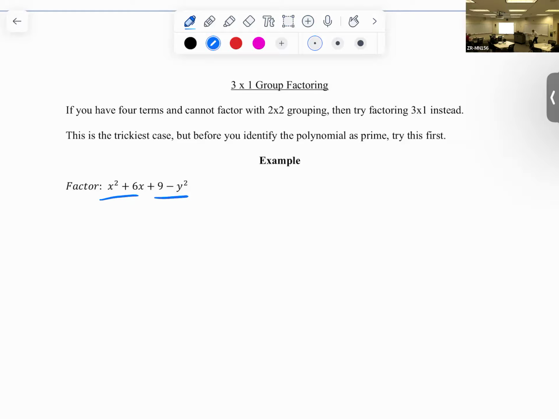Of the first 2 terms, what would I pull out? X. Of the second 2 terms, what would I pull out? A 1. How'd we do? Well, they don't match up. It did not work.